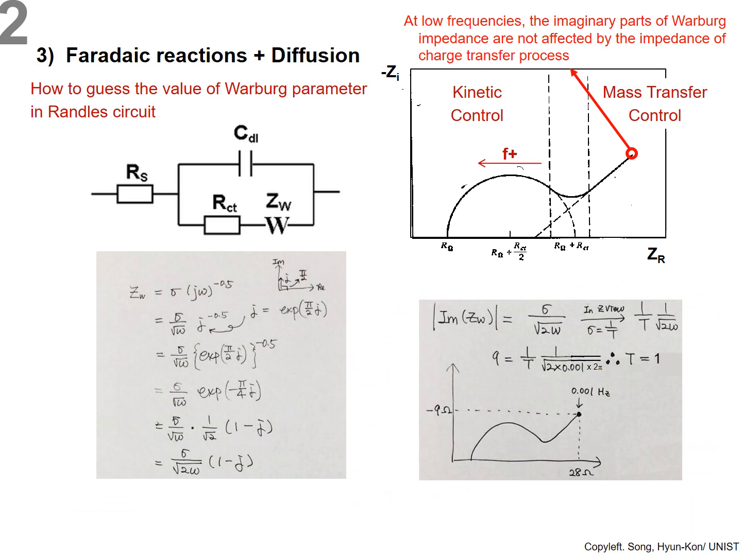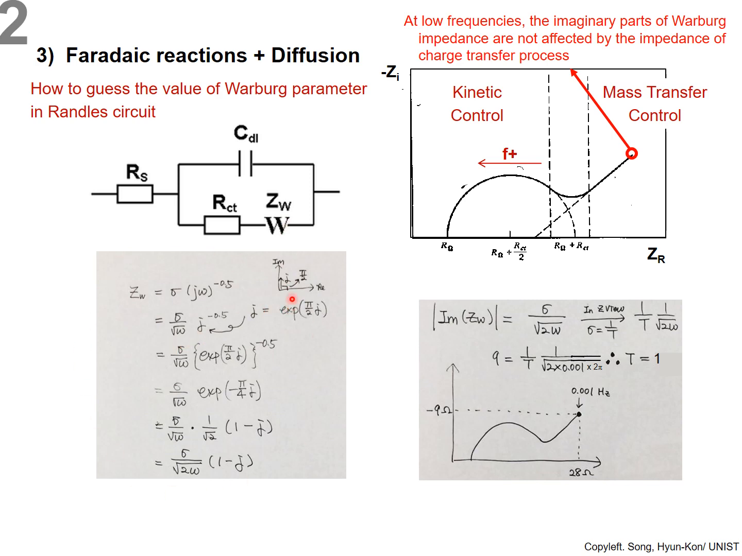In the previous slides, you have learned how to estimate the values of parameters, including solution resistance, from the x-axis at the very high frequencies, and then charge transfer resistance, which is the diameter of the semicircle, and double layer capacitance values from the top of the angular frequency. We could calculate the CDL. In this equivalent circuit model, we have one more thing, Warburg impedance. So I'd like to show you how to estimate the parameter of Warburg impedance.